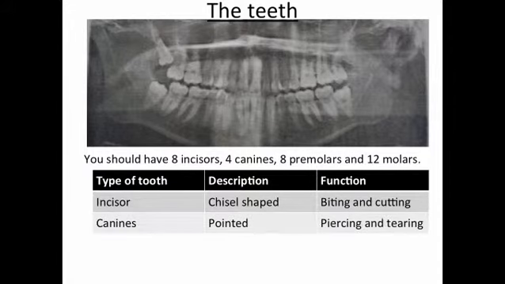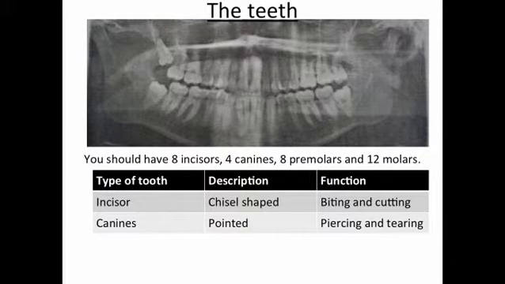Next along you've got the canines. You've got 4 of these canines. They are pointed, the ones you'll see very clearly on a dog or a vampire, and these teeth are very useful for piercing and tearing. Very useful when eating meat. That's why dogs and carnivores in general have very large canines.